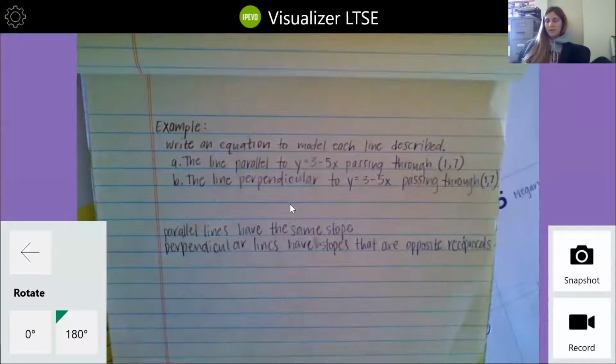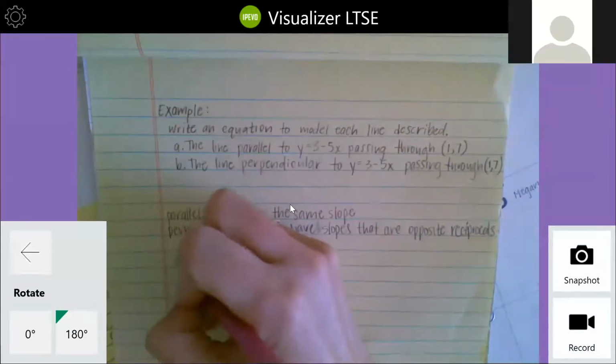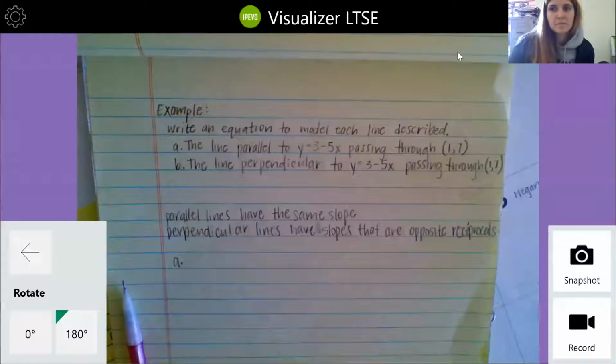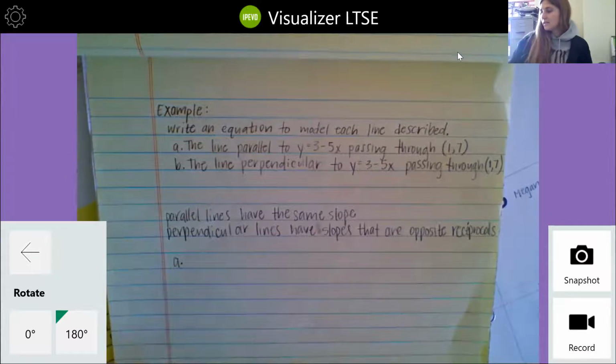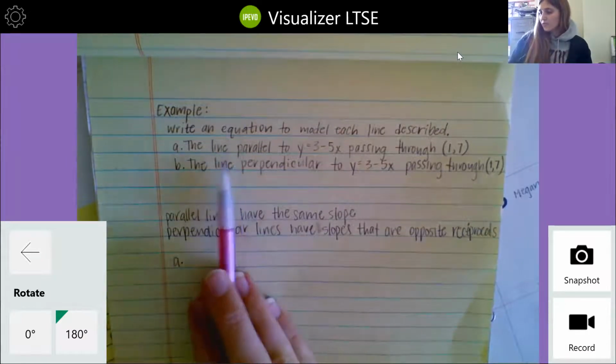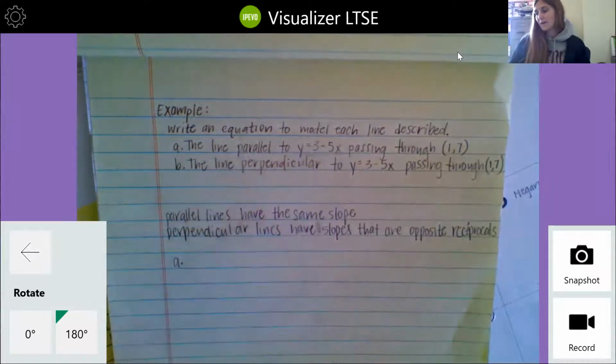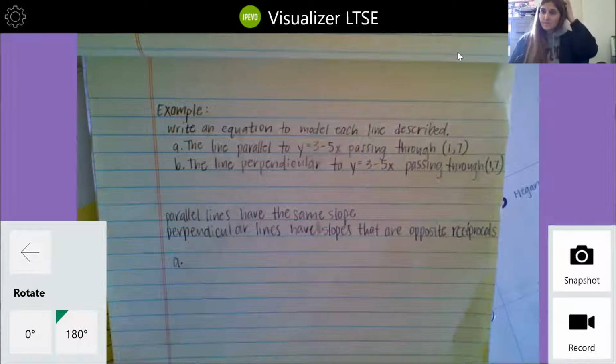Okay, so let's work on this first one, part A. For part A, we are finding the equation for the line parallel to y equals 3 minus 5x and passes through (1, 7).